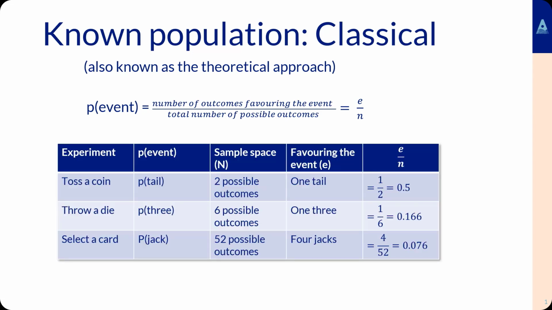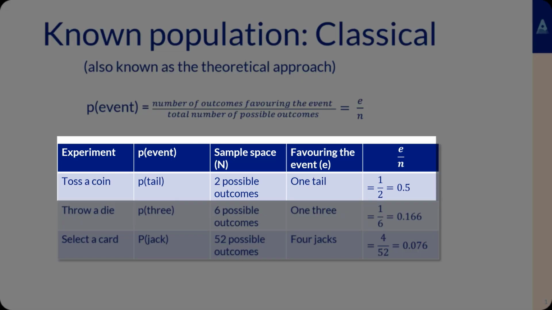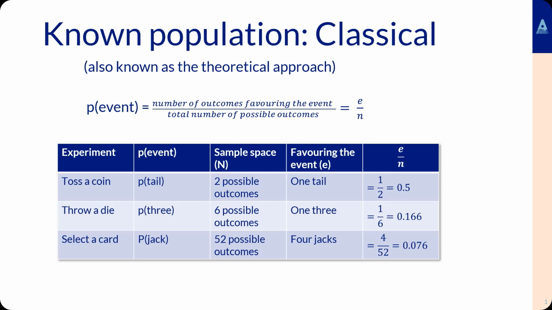So let's take a look at 3 examples. The first one is tossing a coin. What's the probability of a tail? So the probability of getting a tail. The total sample space, N, it's capital N because it's all possible outcomes. There's only 2 outcomes for tossing a coin, heads or tails. The favoring event we're thinking of is a tail, so that's one of those 2 events. So that means it's 1 over 2 or 0.5. So we know that there's only one tail on a coin, and we know that there's only 2 sides. So we know in advance, so we can work out the calculation theoretically.